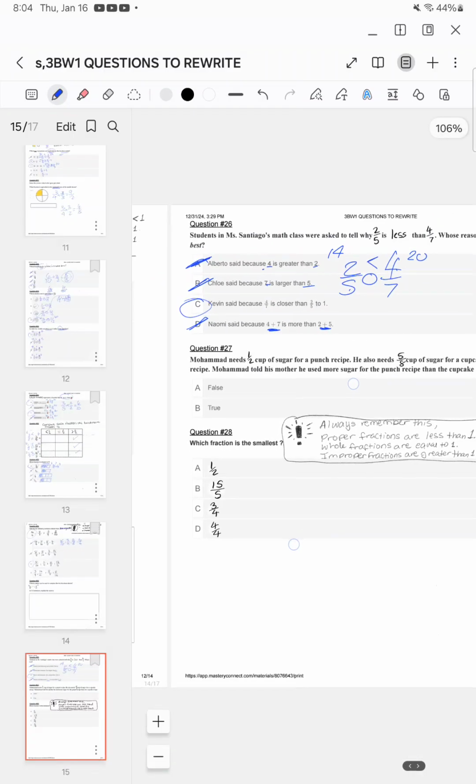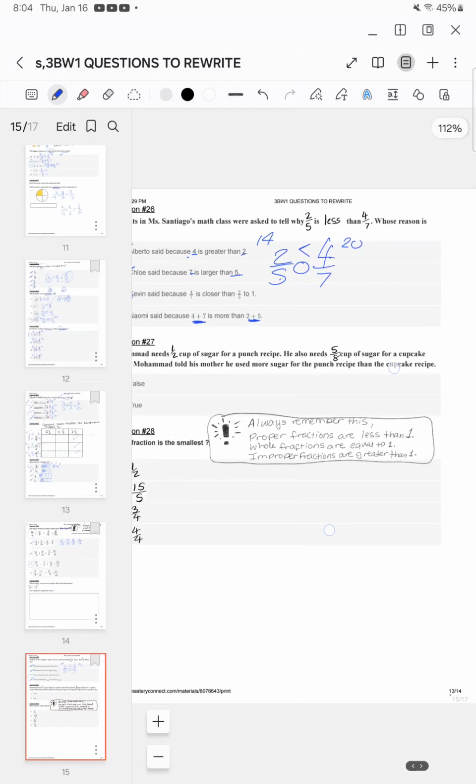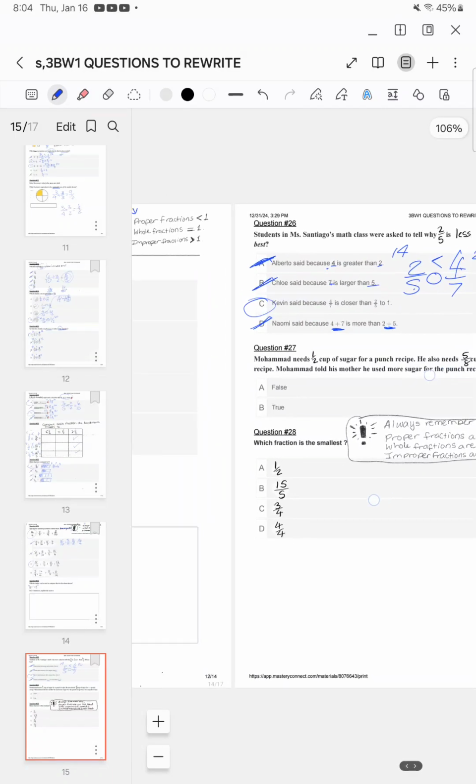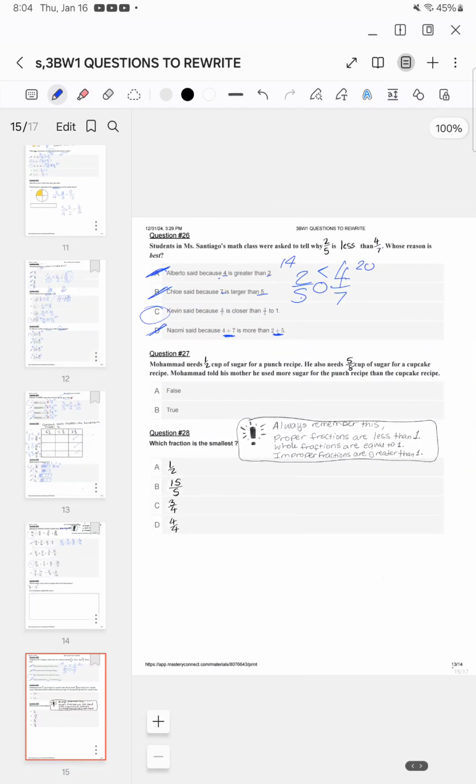Now, this one here, Muhammad needs 1/2 cup of sugar for a punch recipe. He also needs 5/8 cup of sugar for a cupcake recipe. Muhammad told his mother he used more sugar for the punch. Is he right? So he is saying the punch, that's 1/2. He's comparing that with 5/8. Now, that's going to be 10. That's 8. He's saying this is greater, which is actually wrong because 10 is bigger. So Muhammad was wrong because he said 1/2 was greater.